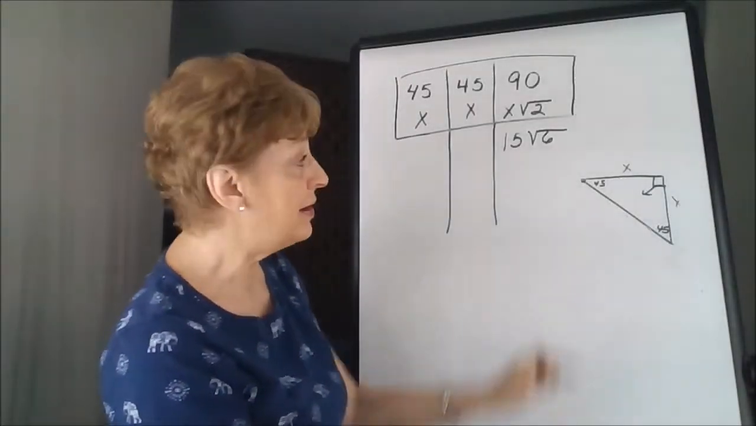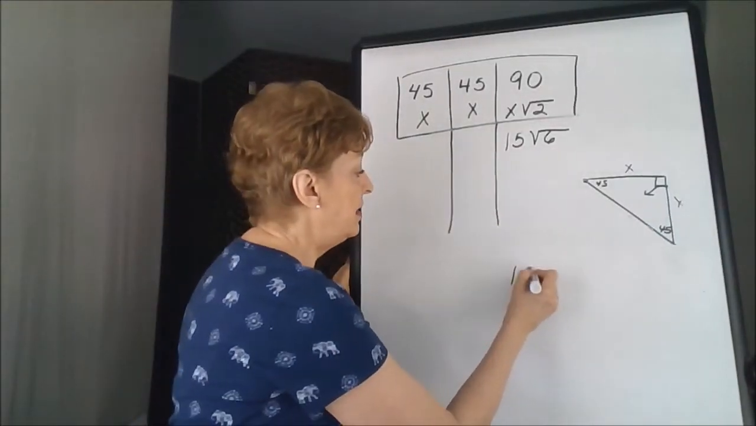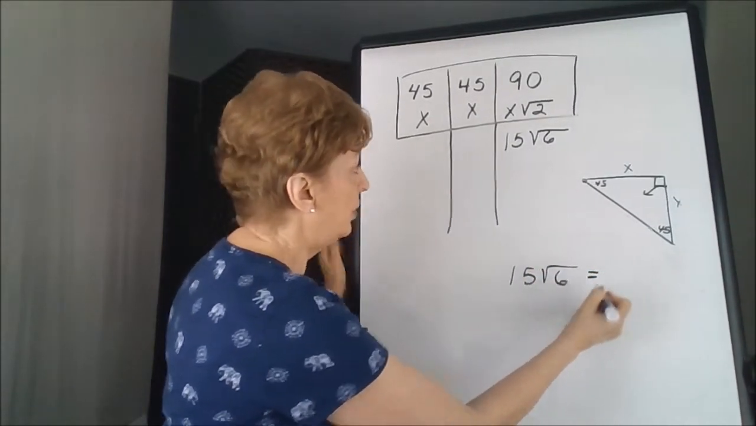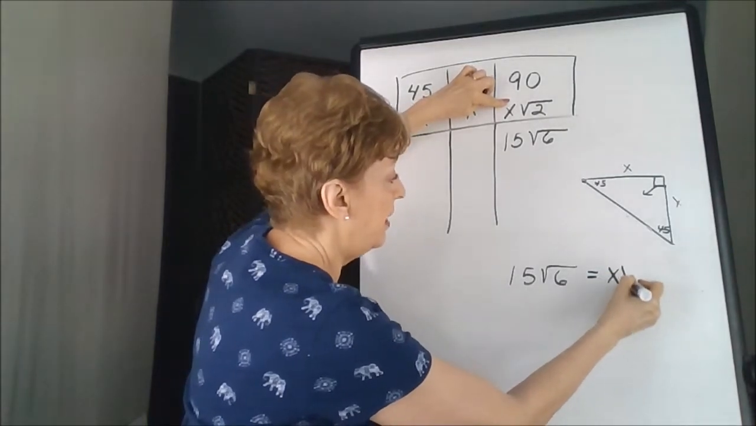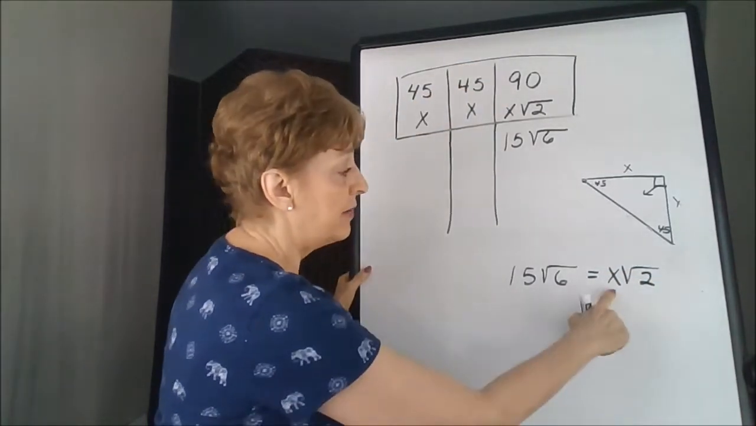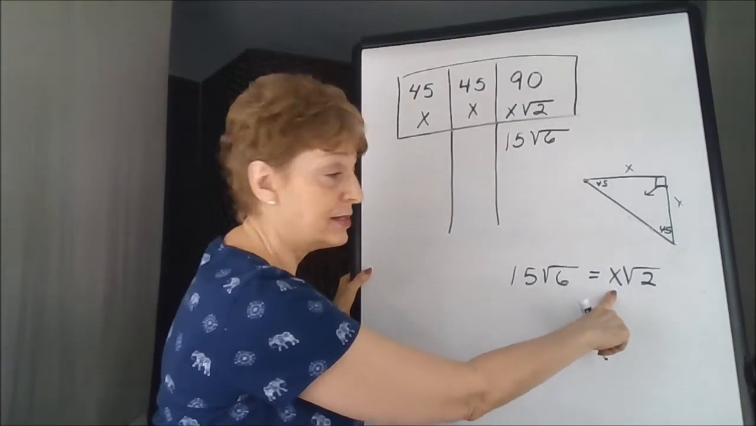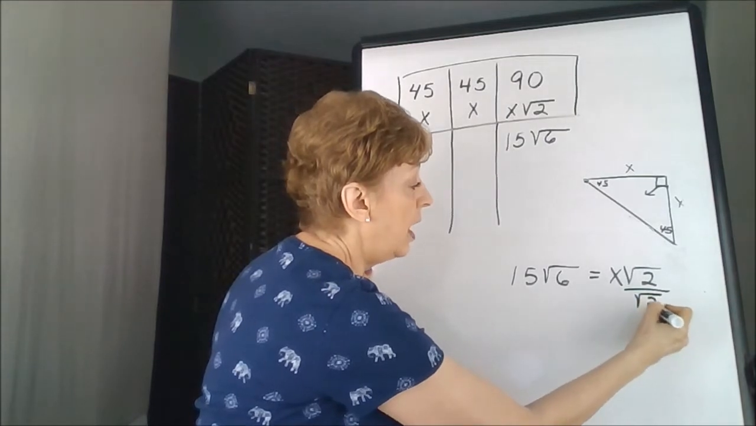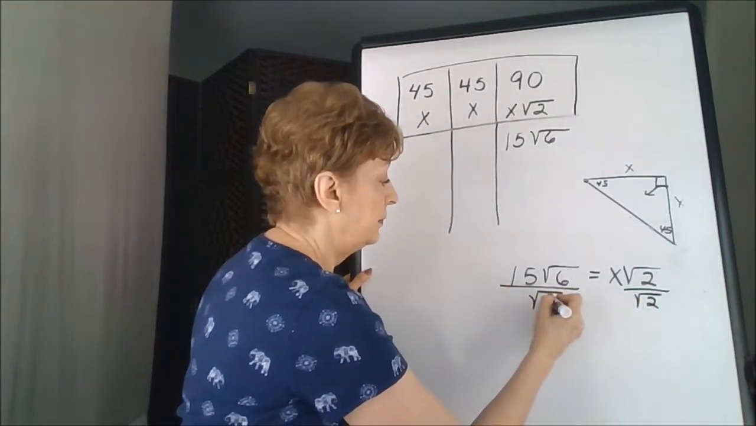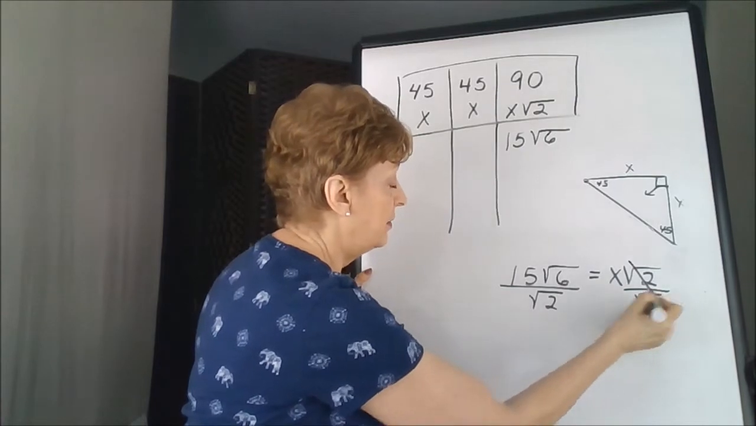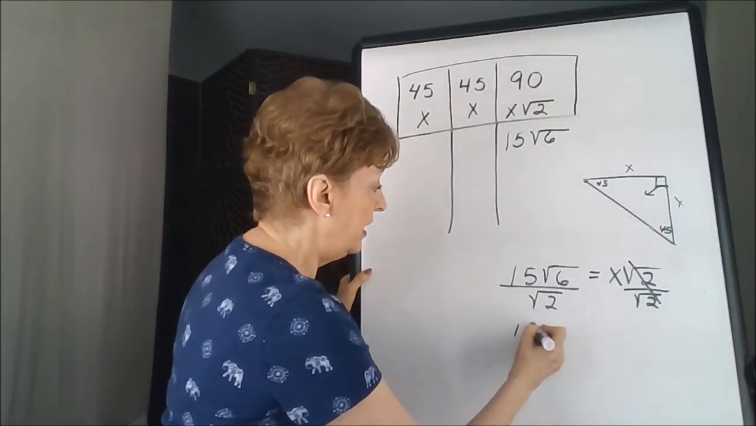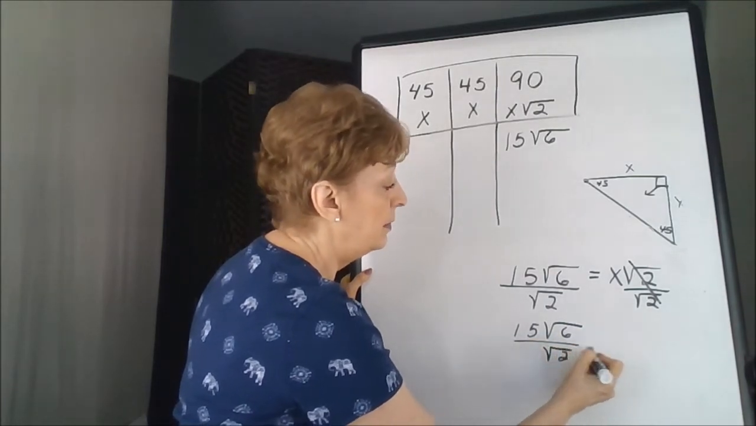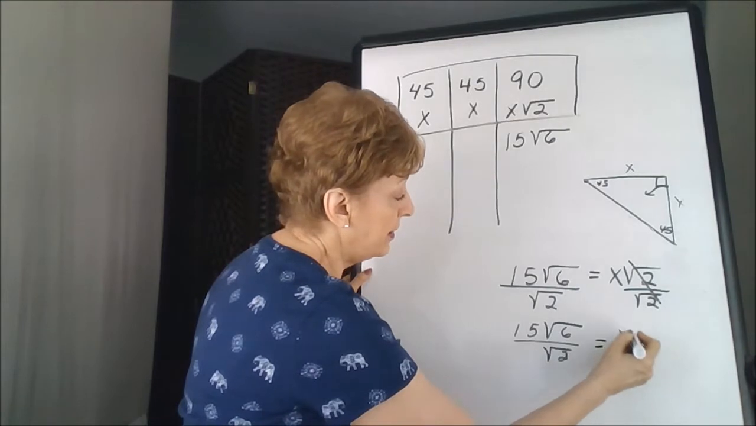We have another hypotenuse number. 15 radical 6 is now equal to x radical 2. We're going to have to isolate the x term, so we're going to divide by radical 2 on both sides. That's gone now. Now we've got 15 radical 6 divided by radical 2, and that equals x.